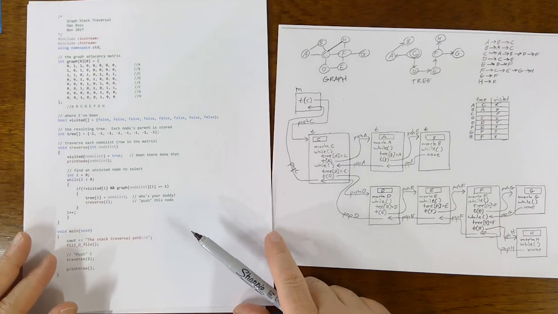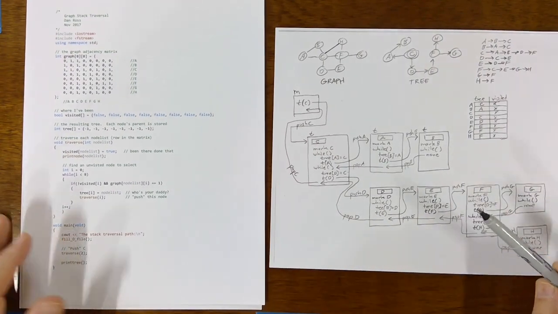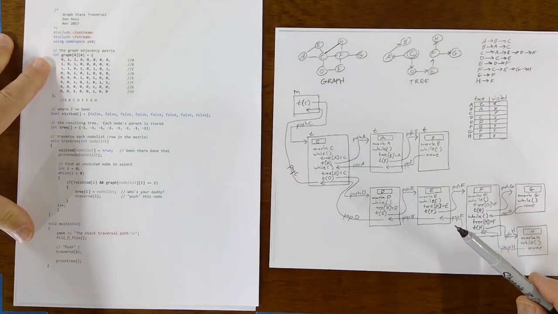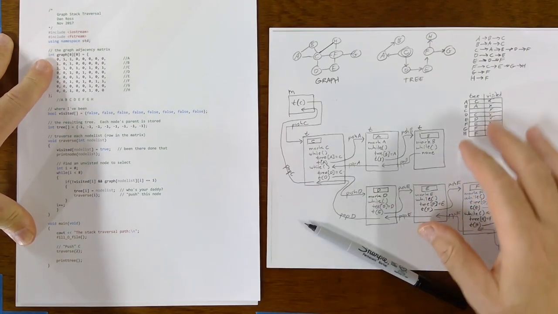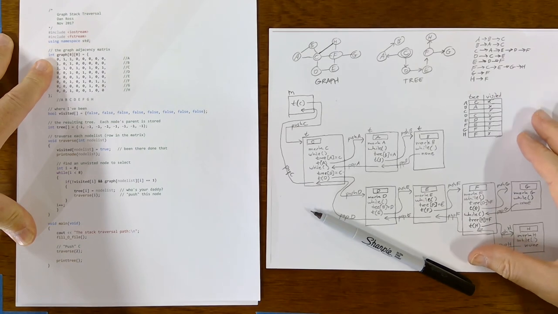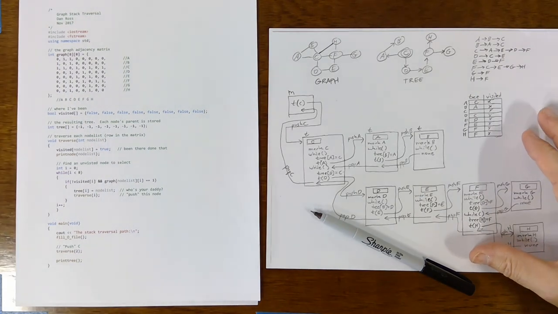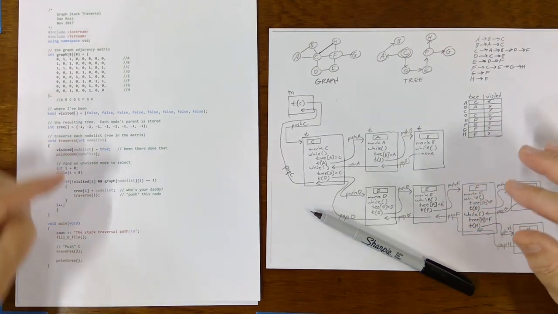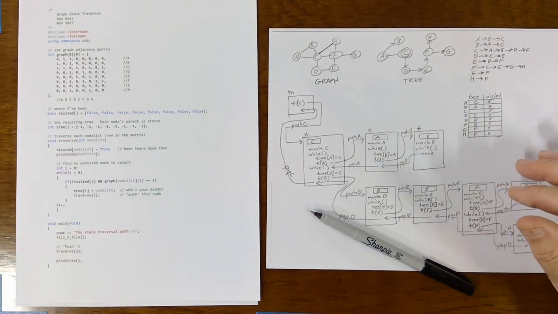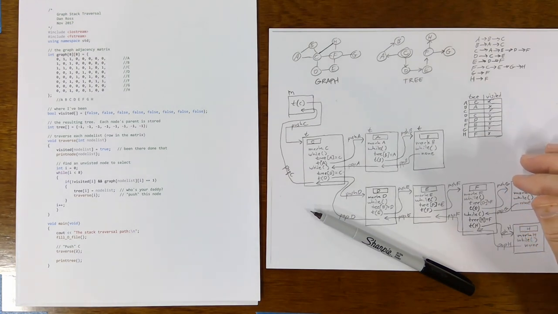Okay, so the first thing you need to do is study this code, and map this in your mind to this recursion diagram. And understand the way that the data is being stored in this visited array and the tree parent array. Get that all down in your head. That's the first thing you need to do.